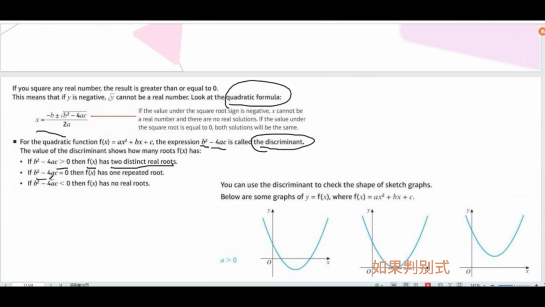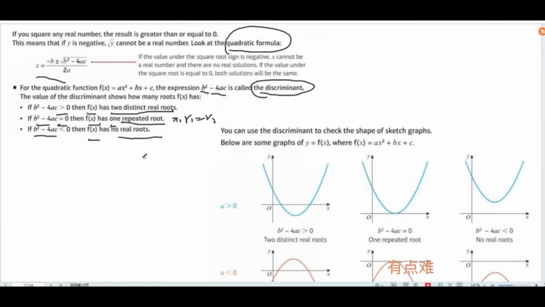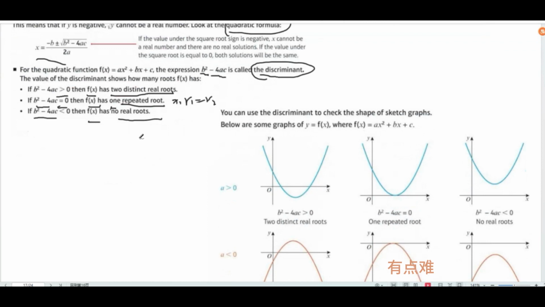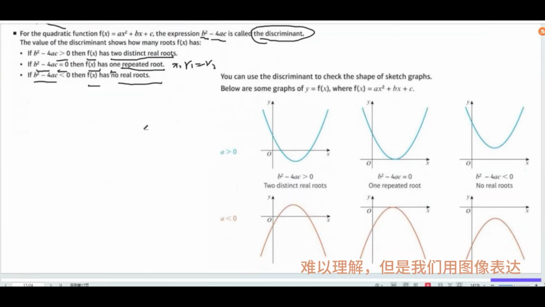If the discriminant equals 0, then f(x) has one repeated root, meaning root x1 equals root x2. If the discriminant is less than 0, the quadratic equation f(x) has no roots. That is hard to understand, right? But we can simply use the graphs.